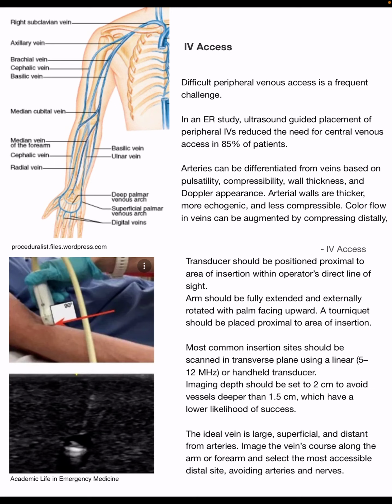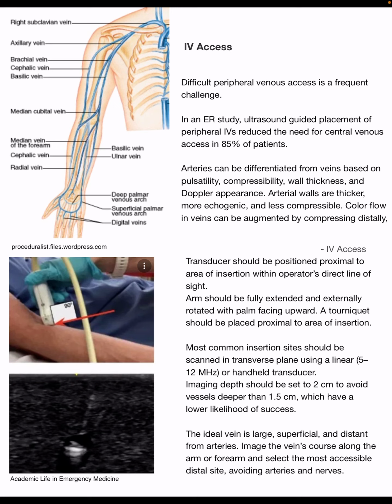Arteries can be differentiated from veins based on pulsatility, compressibility or lack thereof, wall thickness, and Doppler appearance. Arterial walls are thicker, more echogenic, and less compressible.